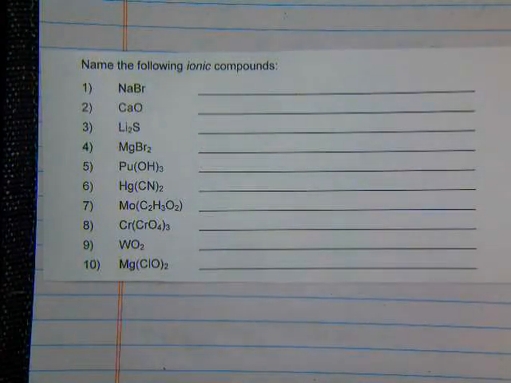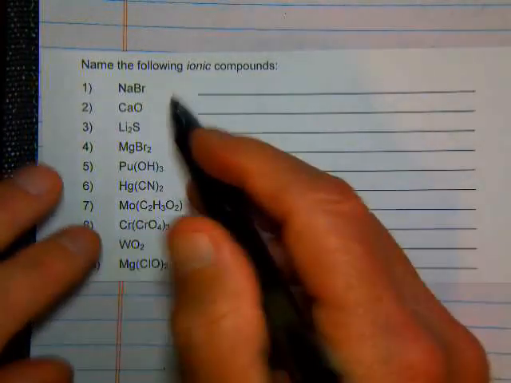If you remember from previous videos, when we have ionic compounds, for the cation or the metal, you just name the metal. If it has more than one charge, you put whatever charge it happens to have in Roman numerals in parentheses. And then the anion, if it is a single element or binary compound, it gets an IDE ending. If it's a polyatomic ion, you would name the polyatomic ion. So let's go ahead and get started on some of these.